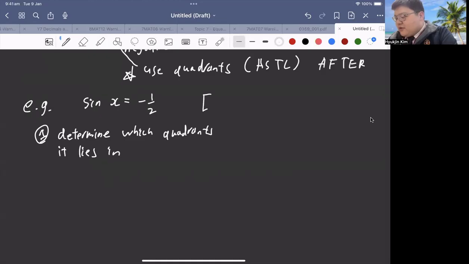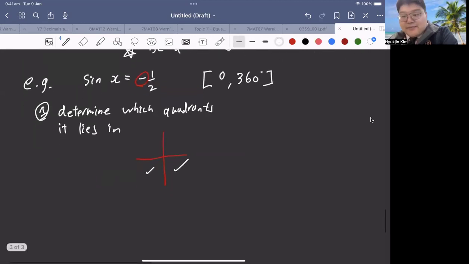Sorry, I should have actually given the domain too: 0 to 2 pi. You know what? Let's do angles first. Let's do degrees because you guys are struggling with it right now from the fundamentals. We'll just build up from there. Which quadrants does sine x equals -half lie in? Well, in between 0 to 360, I know this is negative. That means it has to be here and here.